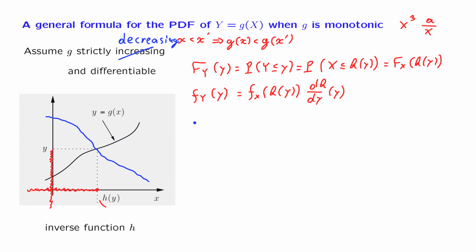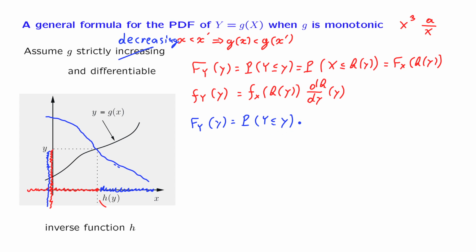What happens in this case? We can start doing a calculation of this kind. But now, how can we rewrite this event? The random variable y will take a value less than or equal to this number little y. When does this happen? When the value of g of x is less than y, and that happens for x's in this range. So this is the set of x's for which the value of g of x is less than or equal to this particular number y.